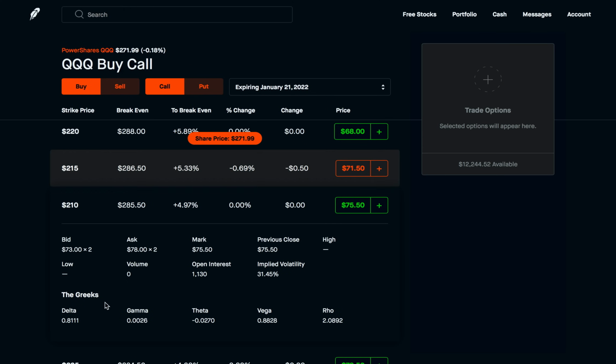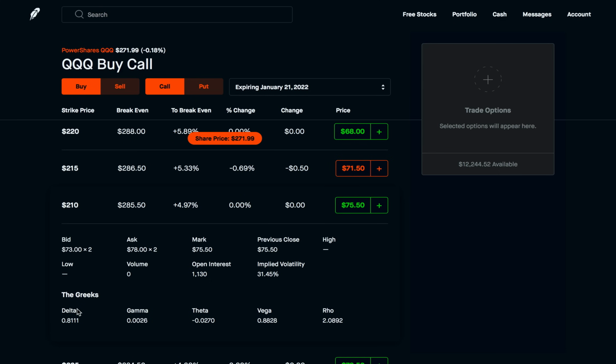And so the reason we want delta to be 0.80 or more is because we want to mimic that as close as possible, right? Because remember, when the price of this goes up by $1, we're making 81 cents per share, right? Where if we own 100 shares of QQQ right now, each share is going up by $1. So it's close, right? And that's why we want delta to be 0.80 or more.